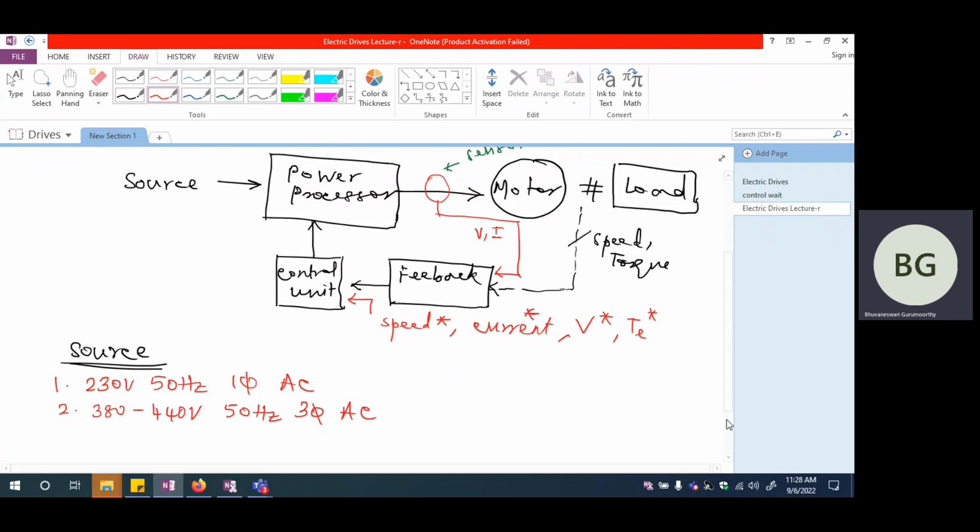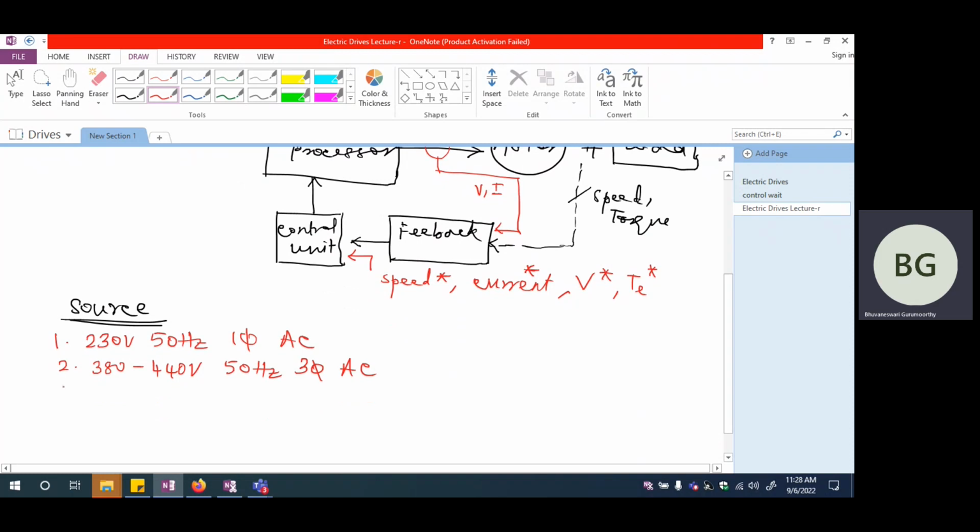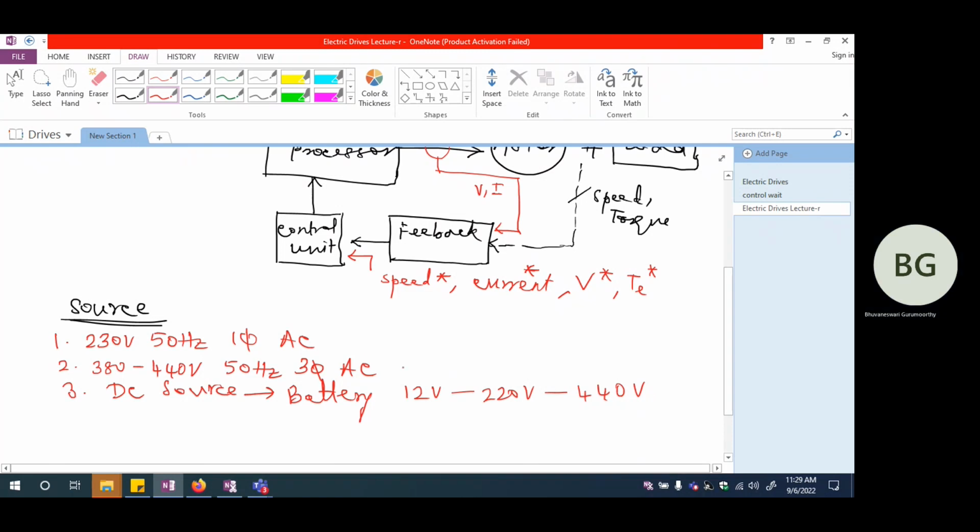Another thing that may be available as the source could be, if it is a DC motor drive which is driven by a battery, then it could be a DC source. Depending upon the battery rating, the voltage may be anywhere between 12 volts to maybe 24 volts, 36 volts, 48 volts. It could be 220 volts or even sometimes 440 volts. So we could have a DC voltage ranging from 12 volts to 440 volts. So if I'm going to have AC source available, then I have to make sure if it is a DC motor drive, then I might have to have a rectifier before feeding it to the DC motor drive.